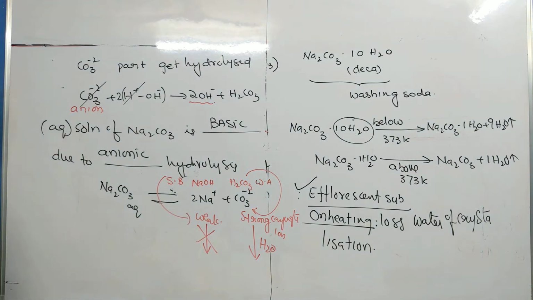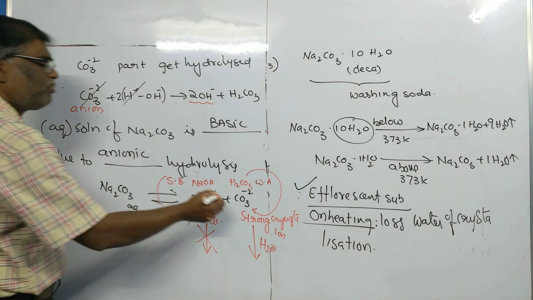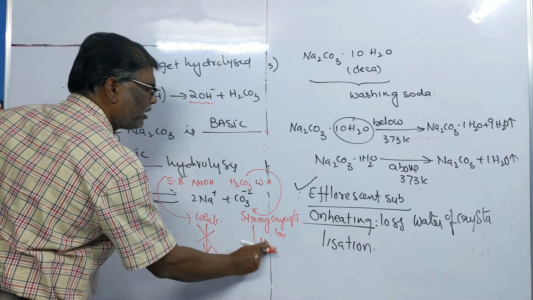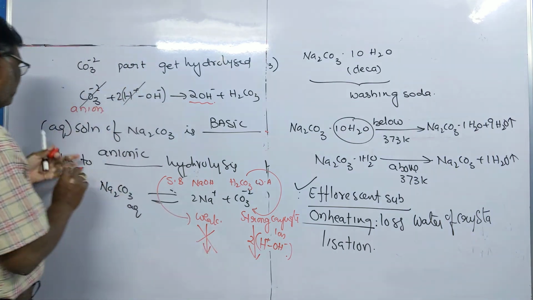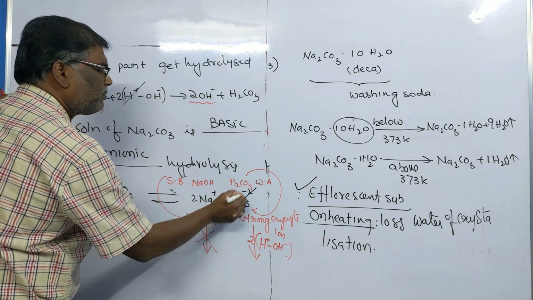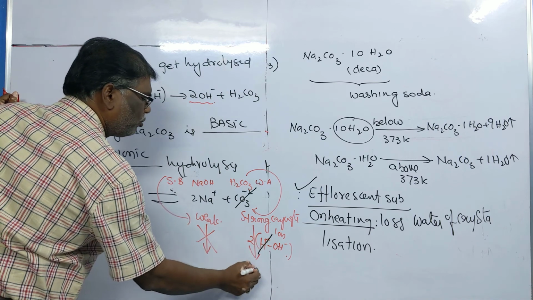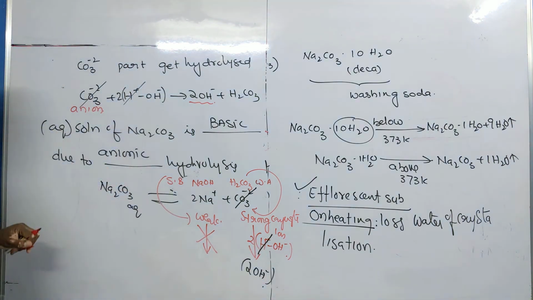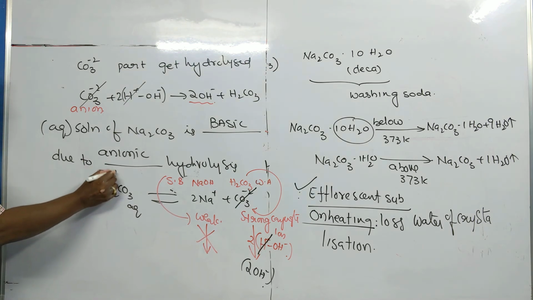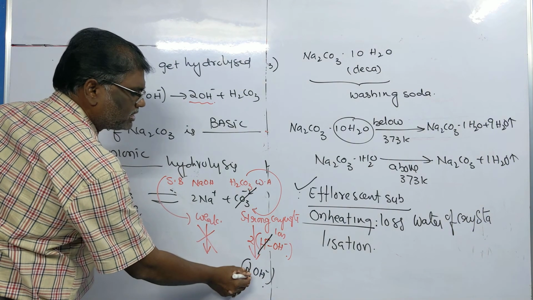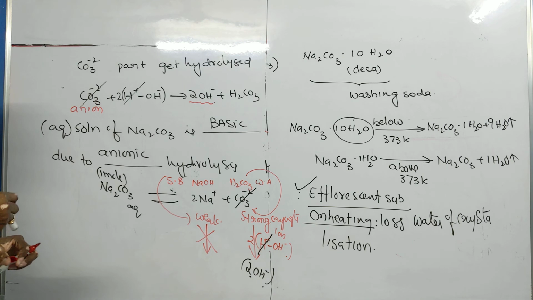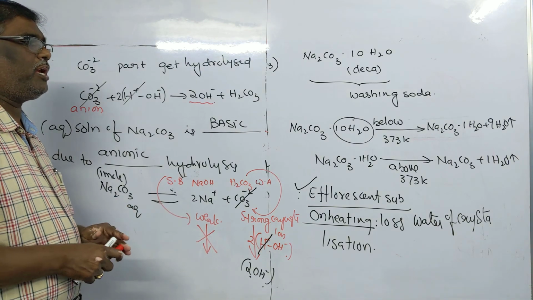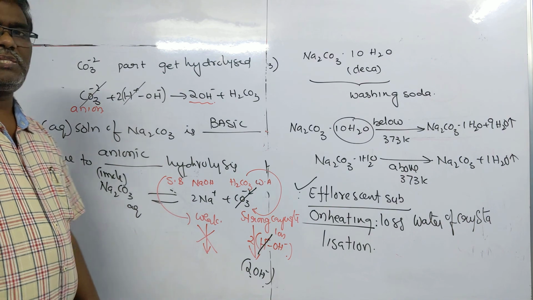One more question they will ask. When 1 mole sodium carbonate is hydrolyzed, how many moles of OH minus are formed? Here the charge is minus 2, so 2 OH minus. 1 mole sodium carbonate aqueous solution produces 2 moles of OH minus ions. This is the information about sodium carbonate preparation and properties. Thank you.